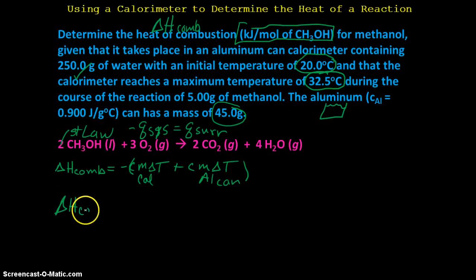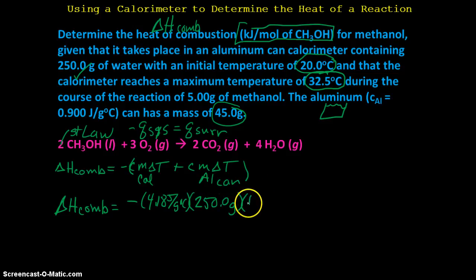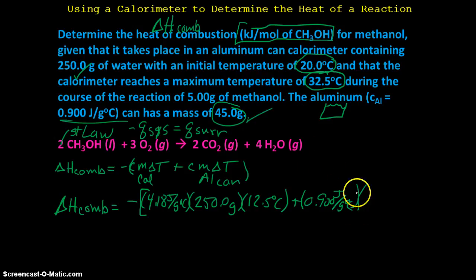Okay, so delta H combustion here is going to be negative C for the water, which is 4.18 joules per gram degree Celsius. Mass of the water is 250, and delta T for the water is 12.5. Along with this, we're going to have C for the aluminum, which they gave me right here, 0.900 joules per gram degree Celsius. It's a 45 gram can, and it also does 12.5 degrees Celsius temperature change, which shouldn't be shocking.